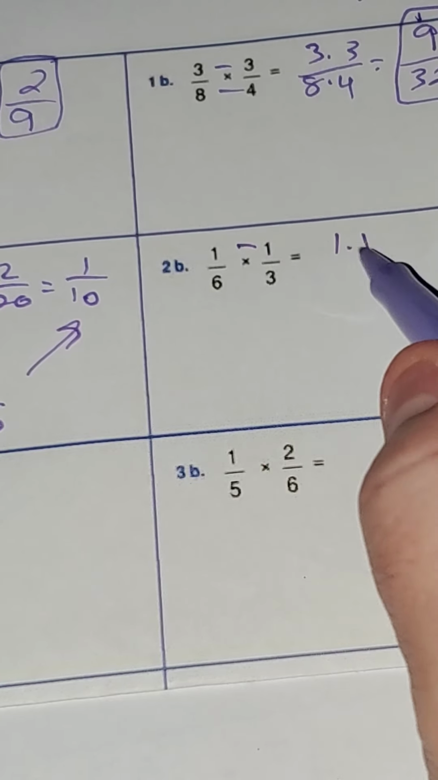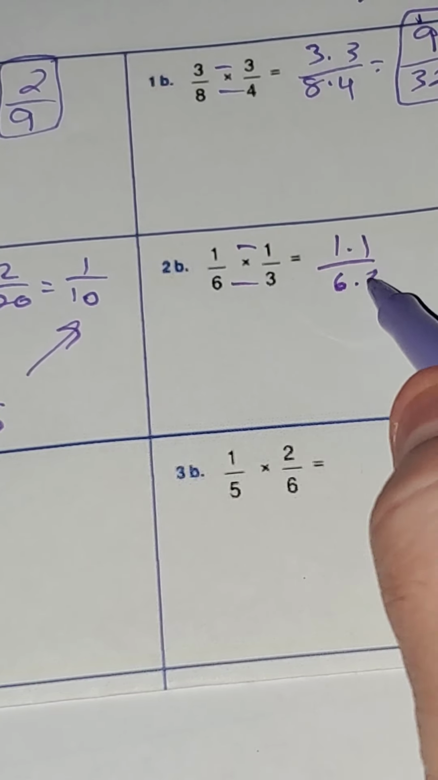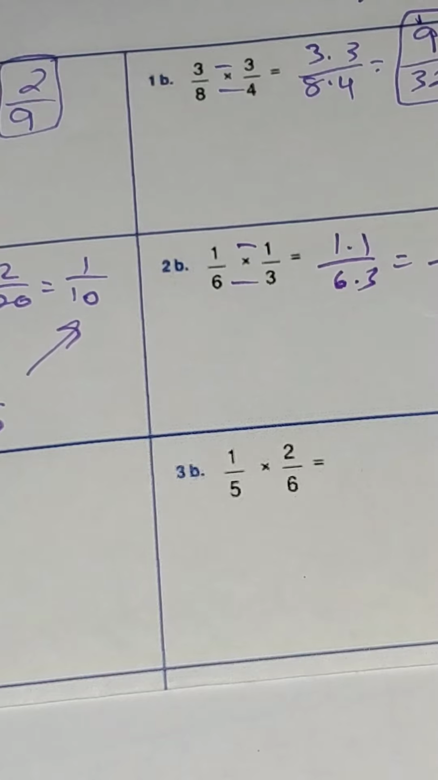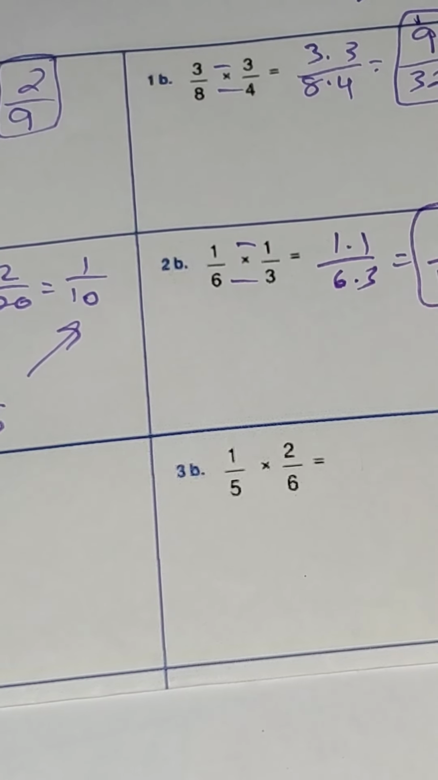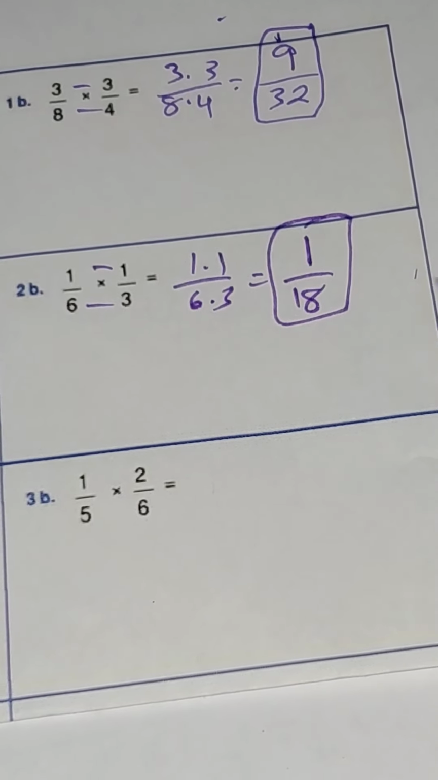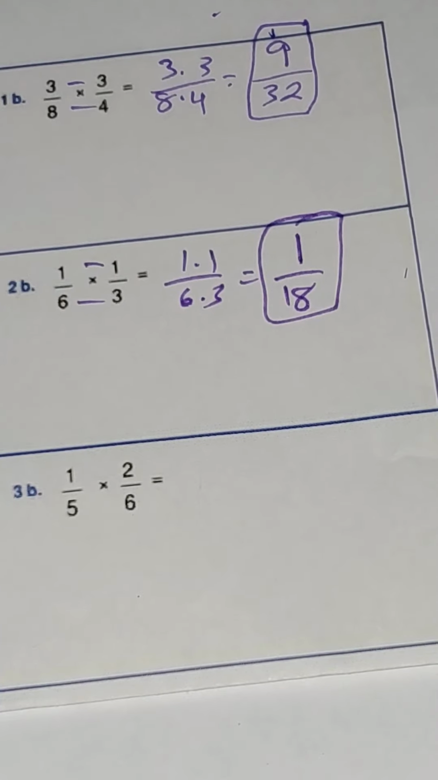2b is another one that has no reductions early. It's pretty simple. 1 times 1 over 6 times 3. 1 times 1 is 1, 6 times 3 is 18, and bam, we have a fraction that we cannot reduce, and therefore we're done.